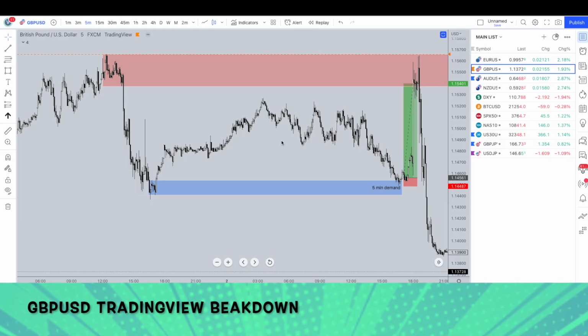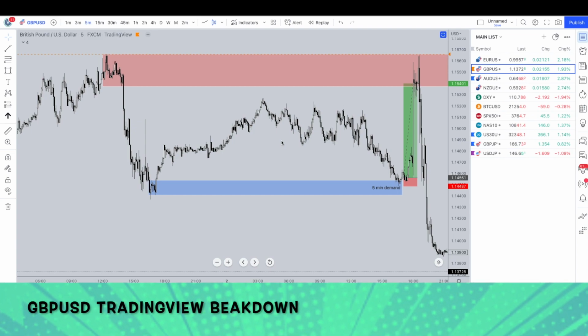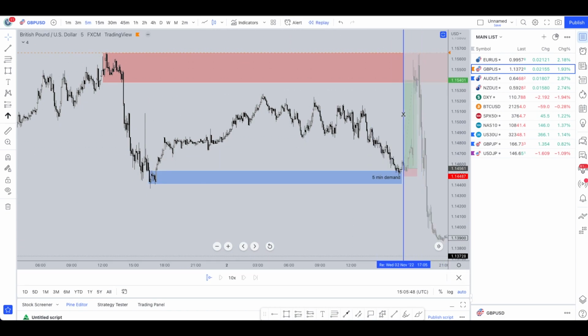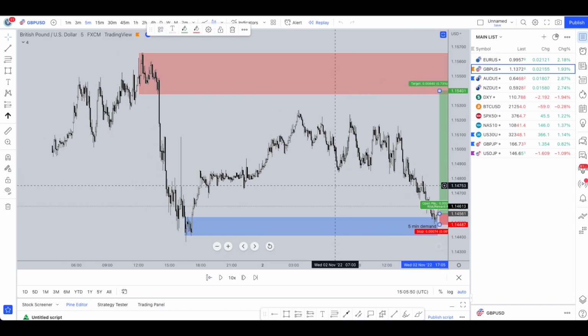So over on TradingView right now, we're going to have a deeper look into this GBPUSD buy scenario, and as we can see from here, this is the trade that we actually look to take, and I'm just going to jump it into replay mode so we can track the movement a lot easier.